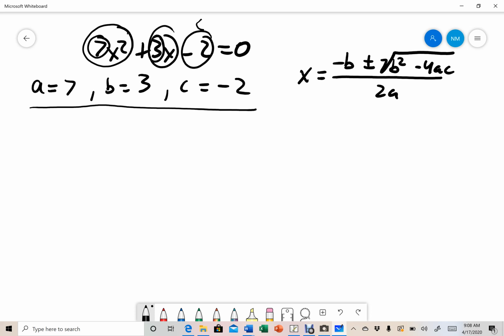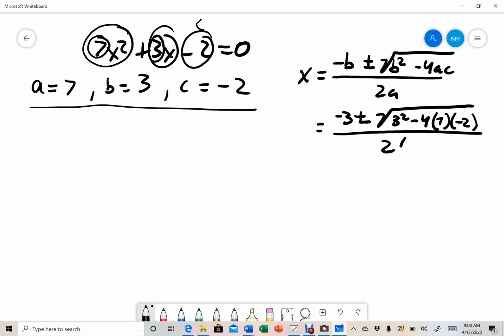So then I would plug my values in here. My b would be negative 3 plus or minus the square root of 3 squared, because this is b, minus 4 times a, which is 7, and c, which is a negative 2, over 2 times my a, which is 7. So I'm just simply finding my values for a, b, and c, and then plugging them into my quadratic formula. And then from here, I would solve.